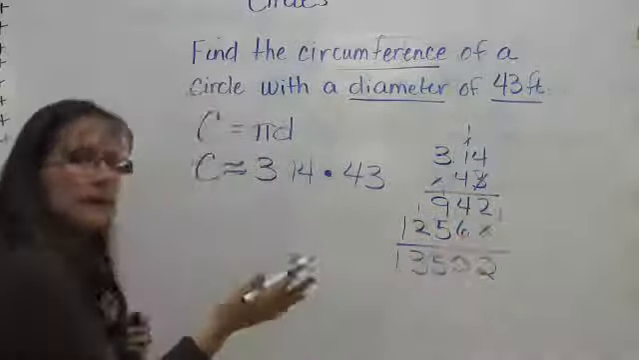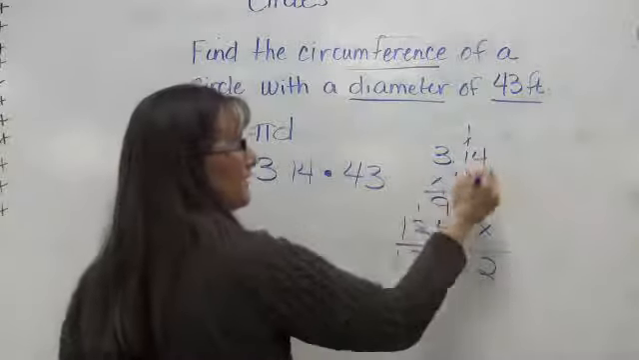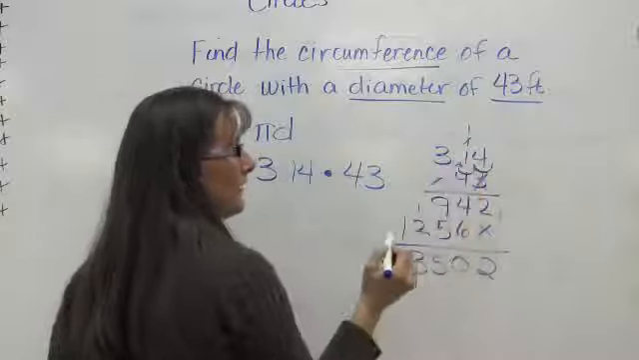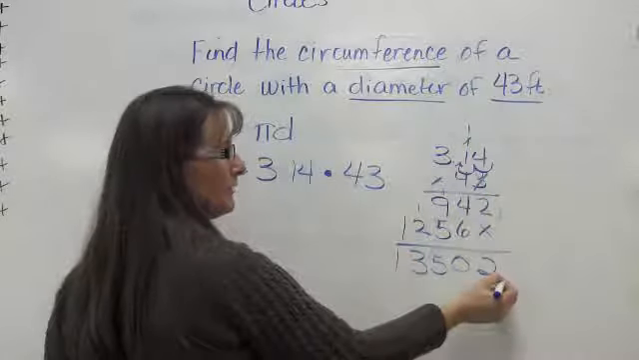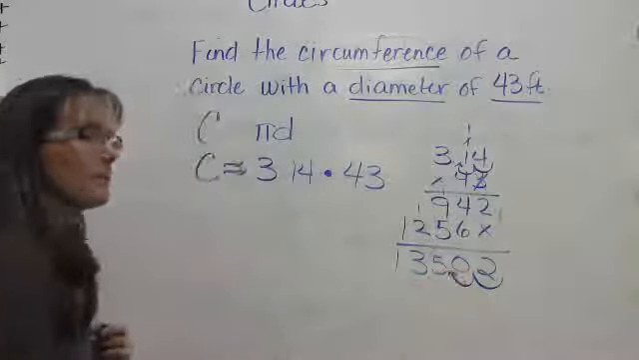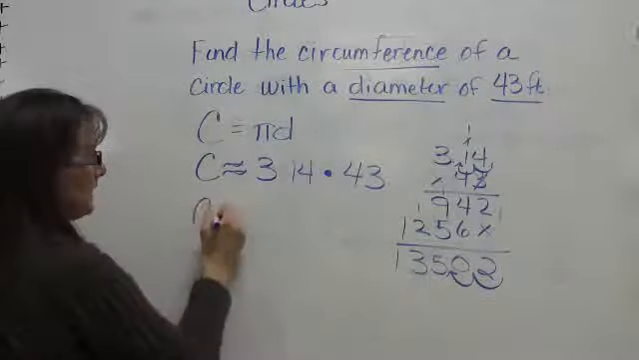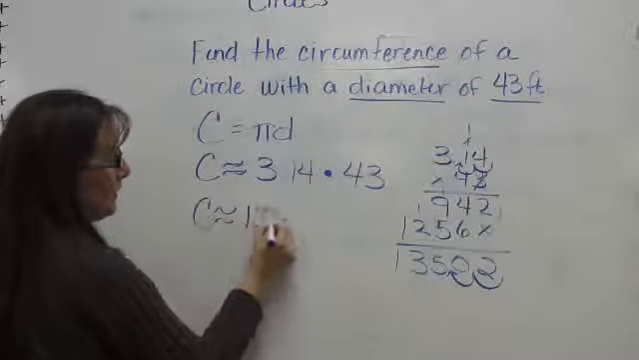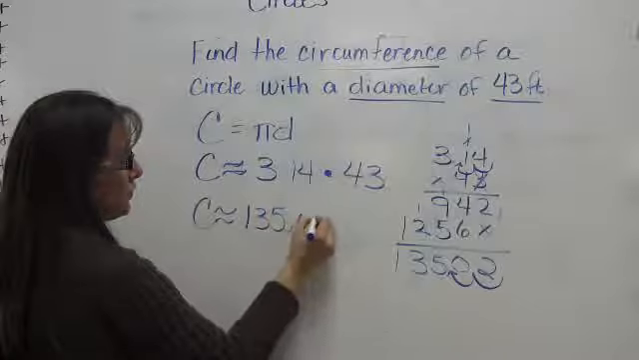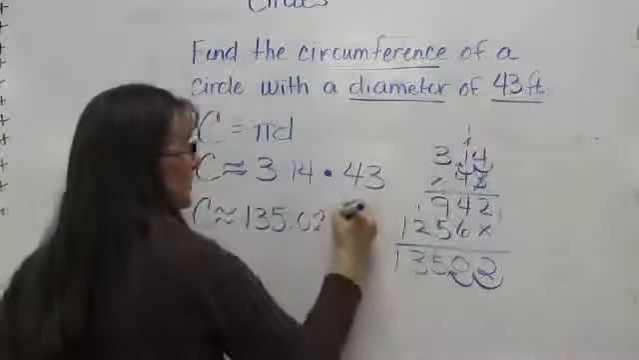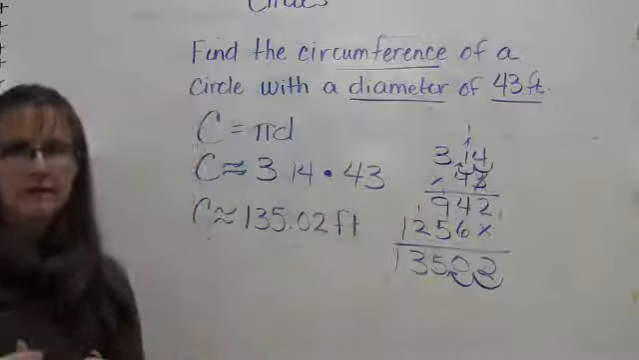Remember, I need to go back and see if I have any decimal places in my factors. And I have 2 decimal places in my factor, which means I have to move the decimal place twice in my product. My answer is C is approximately equal to 135.02. My units were feet.